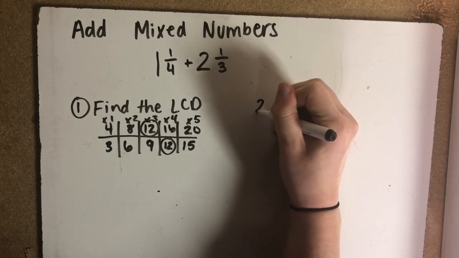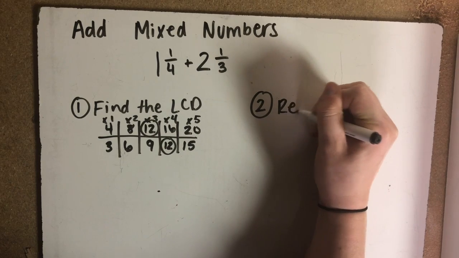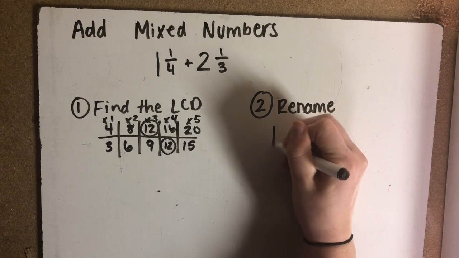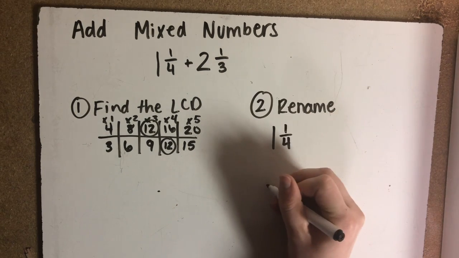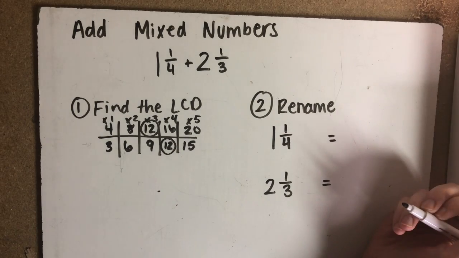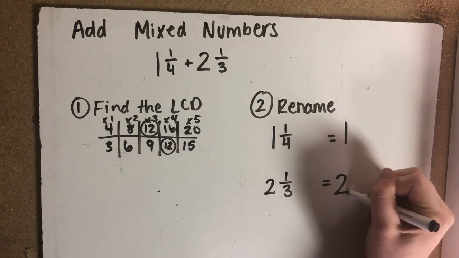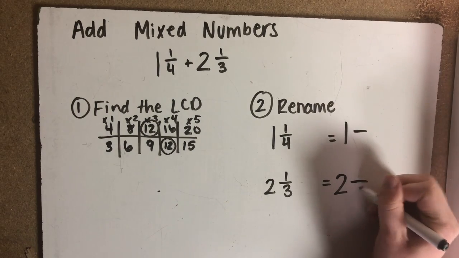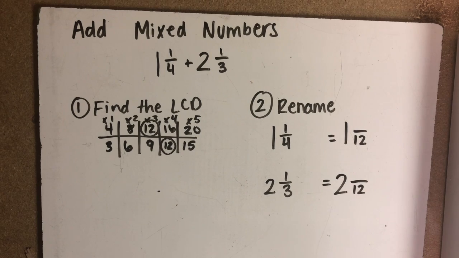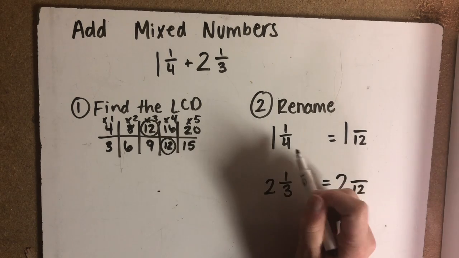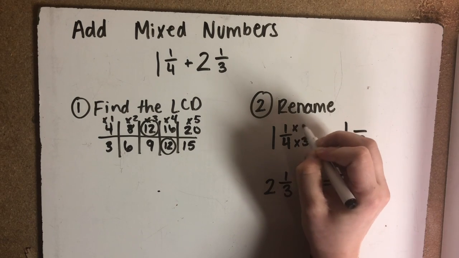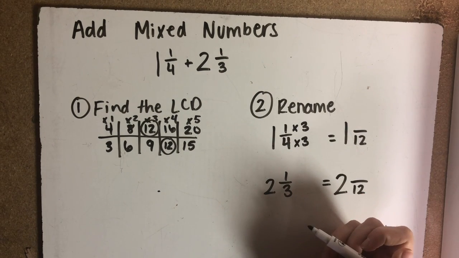Okay, so my next step is I need to rename these fractions so they have that common denominator. So I'm going to rewrite my two fractions, 1 1/4, 2 1/3, and I want to rewrite it so I have a fraction now that will have a 12 in the denominator. Okay, so you need to ask yourself, what do I need to multiply by 4 to get the 12? And the answer is 3. And remember, whatever you do to the bottom, you must also do to the top.